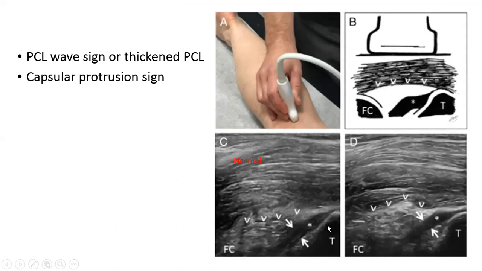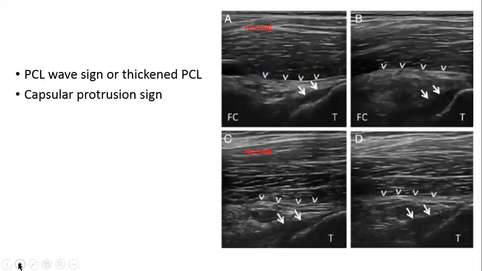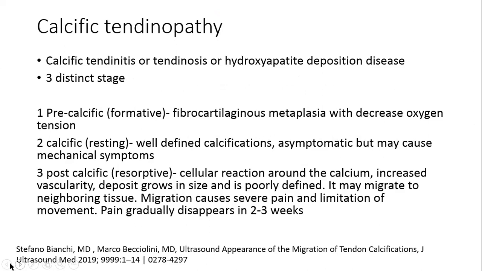So you want to keep practicing it. You don't want to wait for that one case that comes in maybe 3 months later, and now you're trying to look for this notch sign or PCL wave sign. So look for these structures on a regular scan. Okay, so that's that.